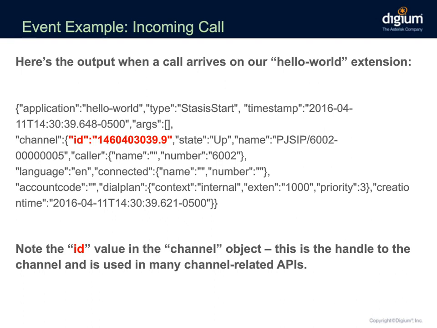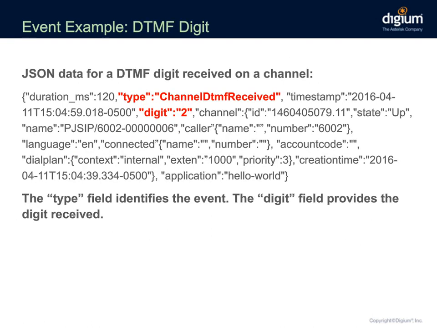I'm going to show you one more example. Here is what happens when a call, or a channel, receives a DTMF digit from the phone that's attached to it. In this case, it occurs, again, completely asynchronously and simply arrives on the WebSocket. You see that the type here is shown as ChannelDtmfReceived, and you'll see the digit value shows 2. This makes it really, really simple to build DTMF-based applications.